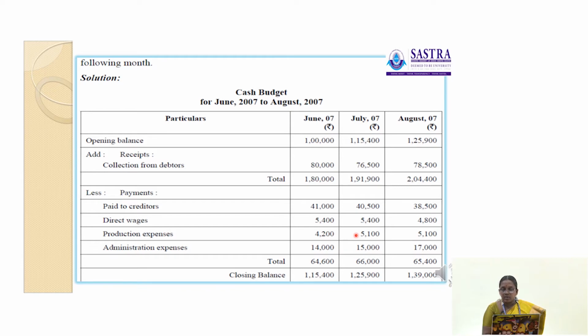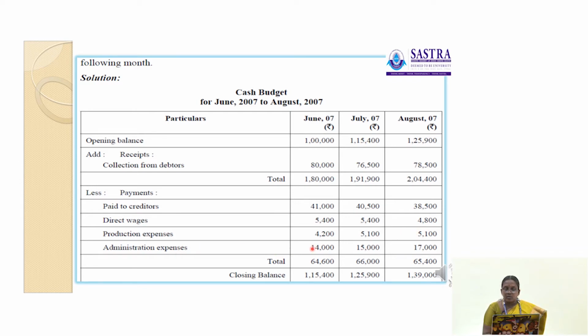Here 5,100 in the month of June, which is paid in the month of July. Again 5,100 in the month of July, which is paid in the month of August. Okay, next, administration expenses, which is also paid in the following month.